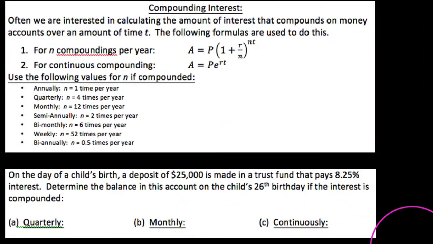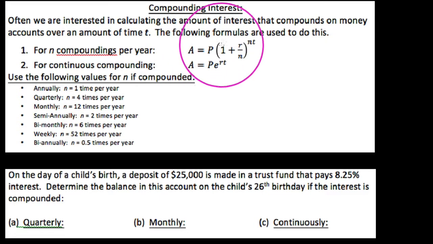In this video, we're going to continue our exploration of exponential functions, but specifically those that we concern ourselves with when we talk about compounding interest. When we talk about money accounts, they accrue interest at a certain rate, which would be some percentage of the original amount over time. Here's the deal: we have two formulas for compounding interest.